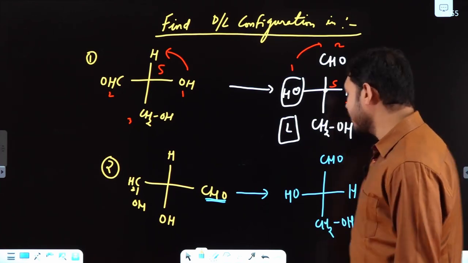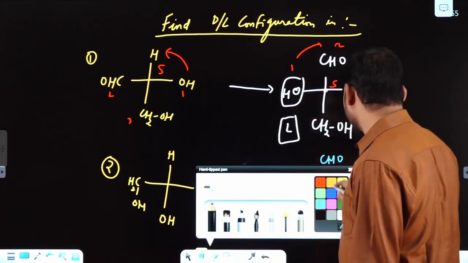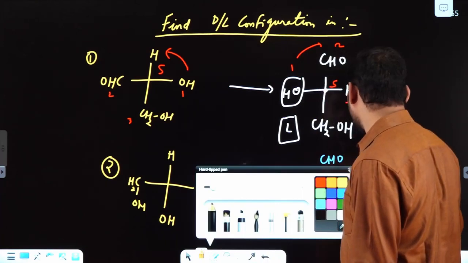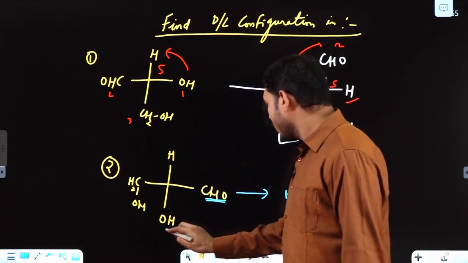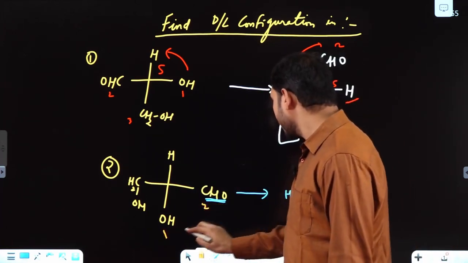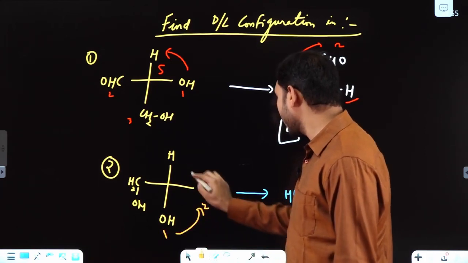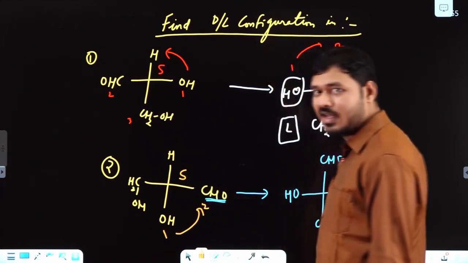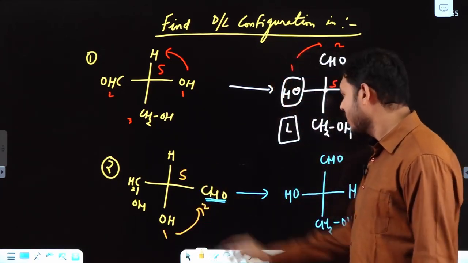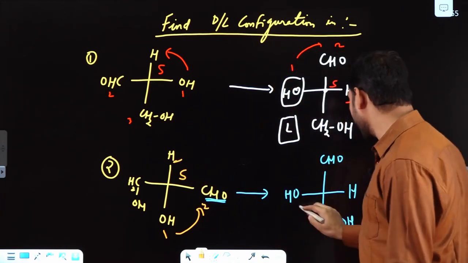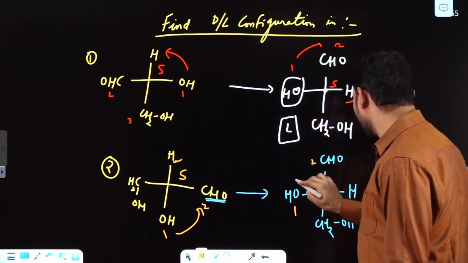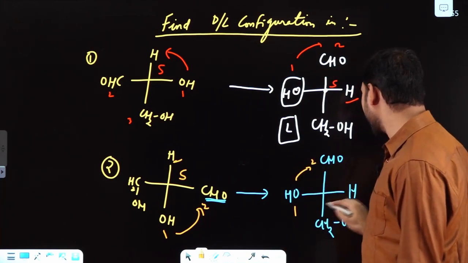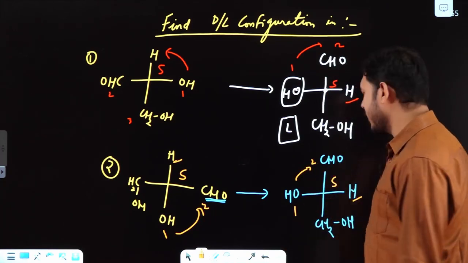Okay, now let's check the RS configuration to make sure whether we have done it correctly or not. Now this oxygen is 1, this is 2. So you can say it is anti-clockwise, having S configuration. Clear? This is S configuration, with hydrogen on the vertical line. Now check this one, 1, 2. Now it is clockwise, R, but hydrogen is here, so it is S configuration.